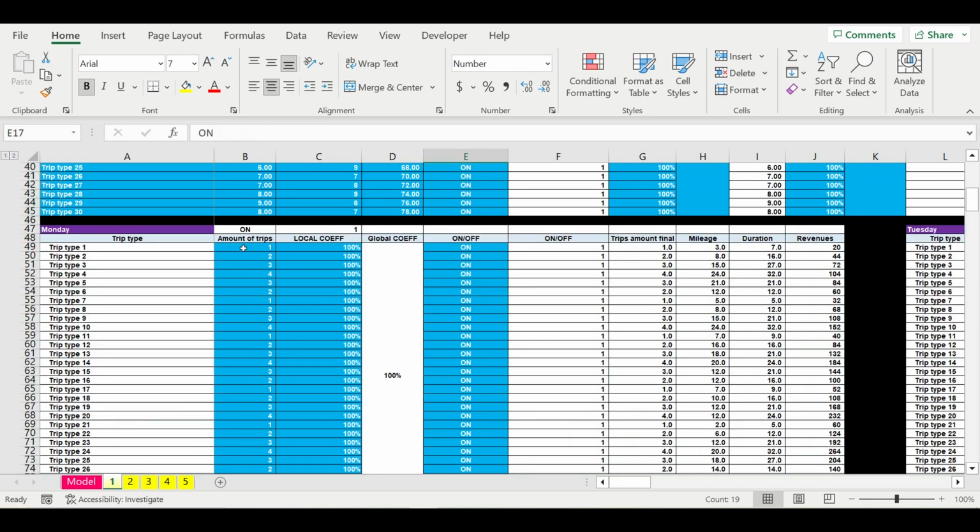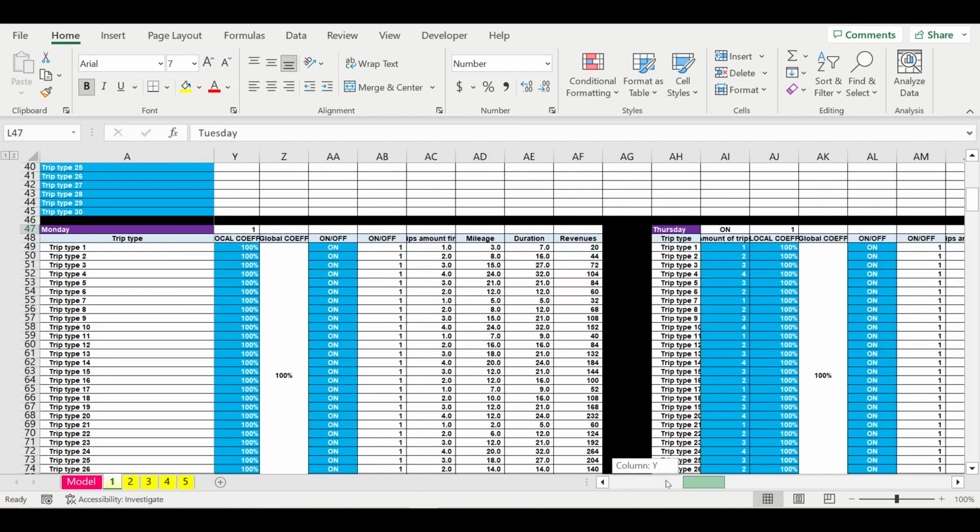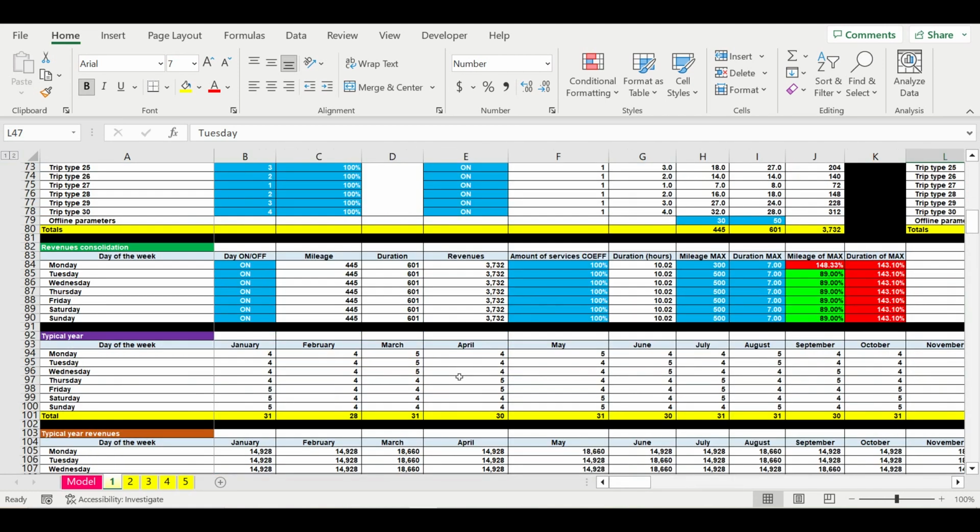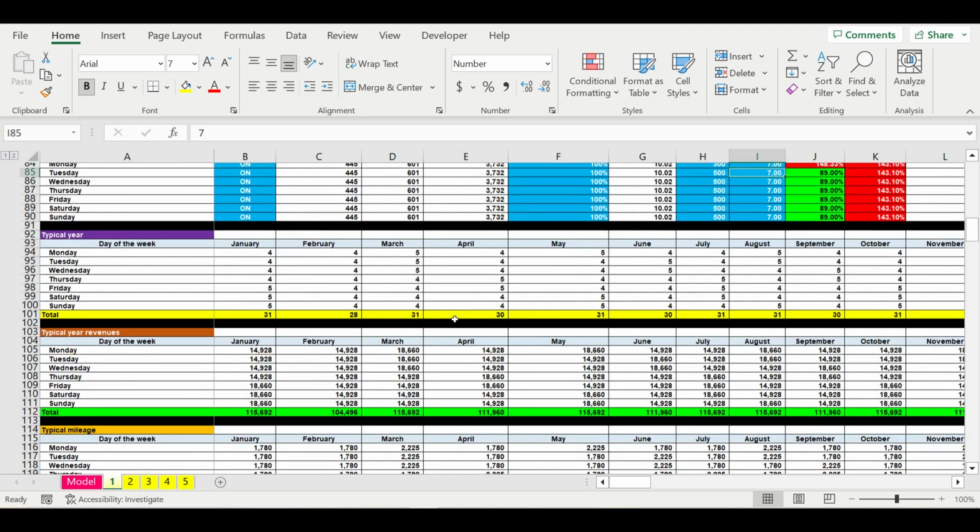Then we started with creation of portraits, how many trips we have on Monday, Tuesday, Wednesday, Thursday inside it. So we described the typical week. Then we created the interface where we are able to switch on and off different days of the week from calculations. We can add coefficients to the amount of trips. We can set up limits for mileage, for duration, daily duration of the car being online.